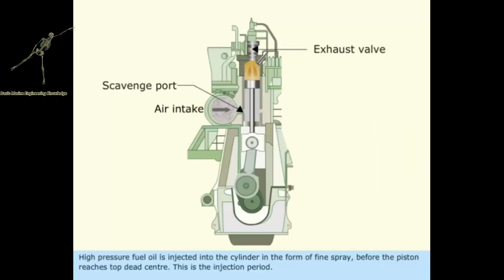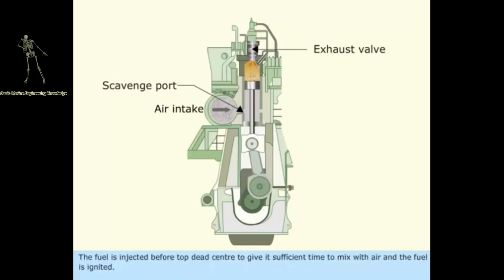High-pressure fuel oil is injected into the cylinder in the form of fine spray before the piston reaches top dead center. This is the injection period. The fuel is injected before top dead center to give it sufficient time to mix with air, and the fuel is ignited.